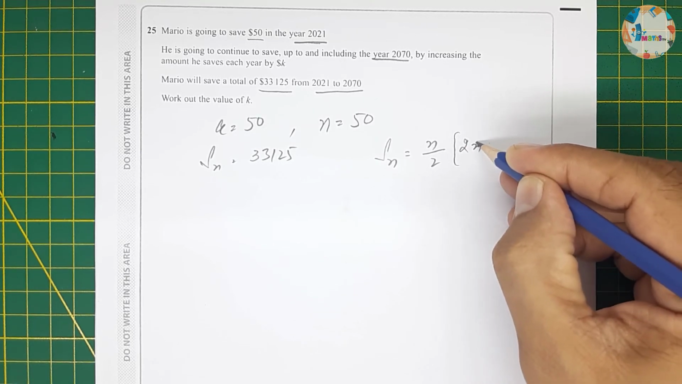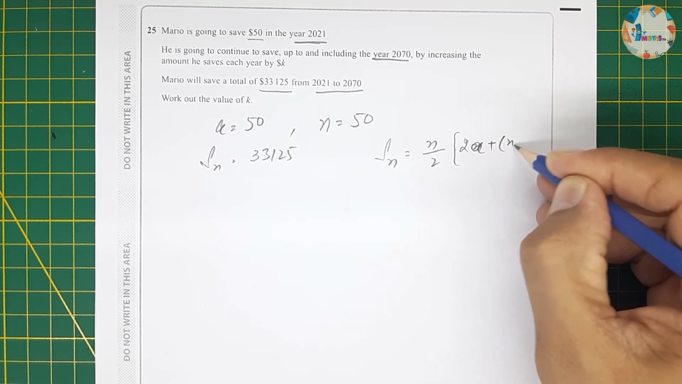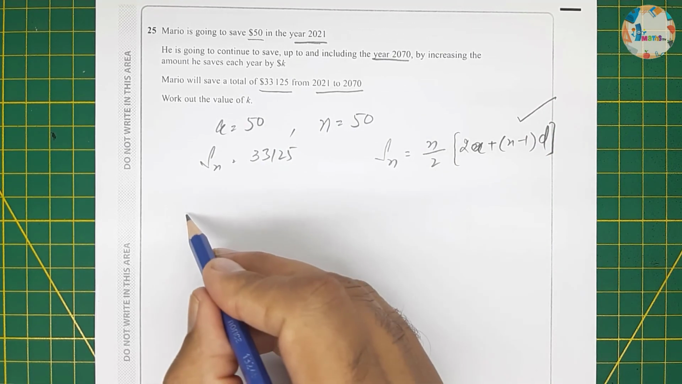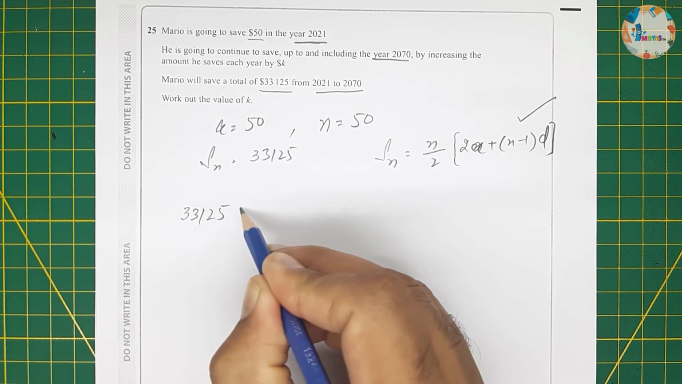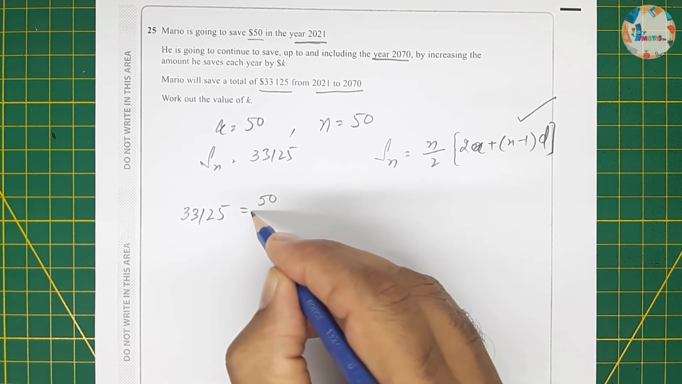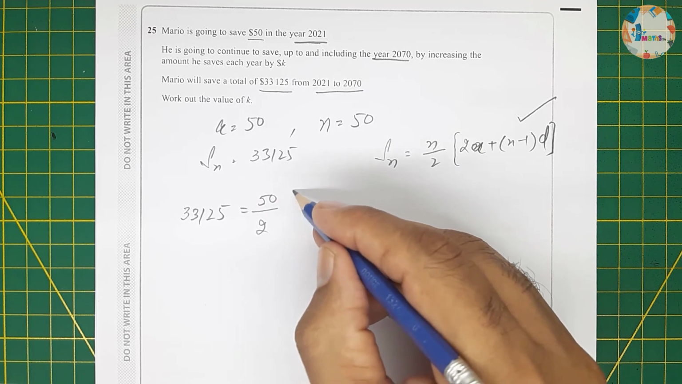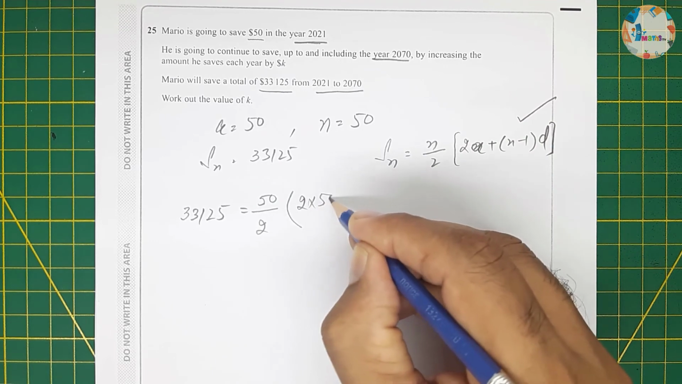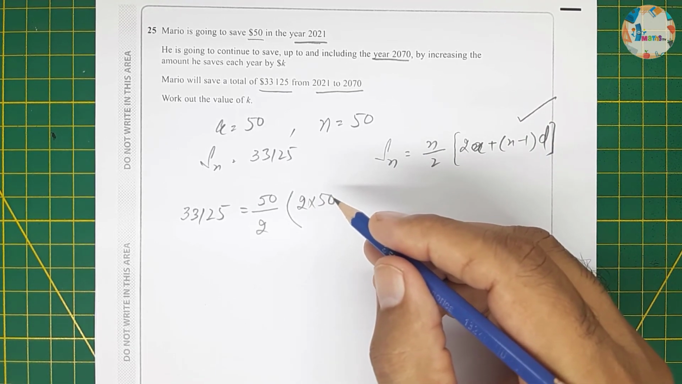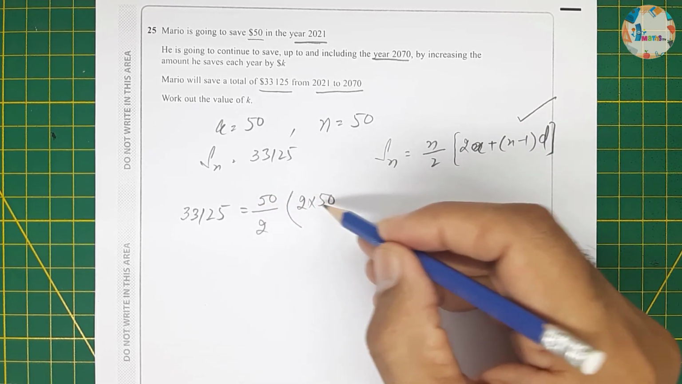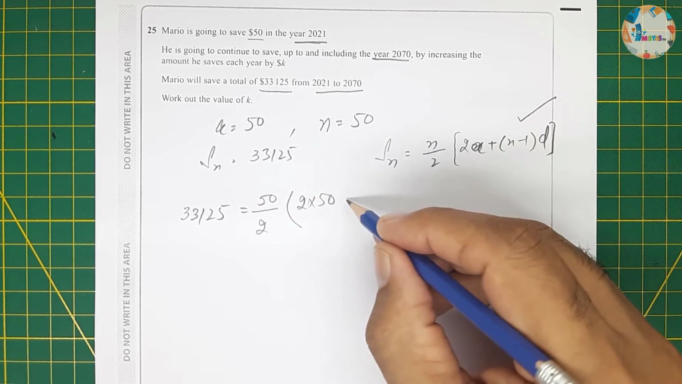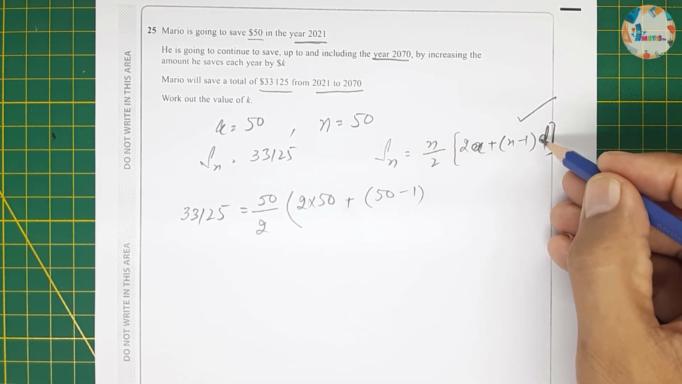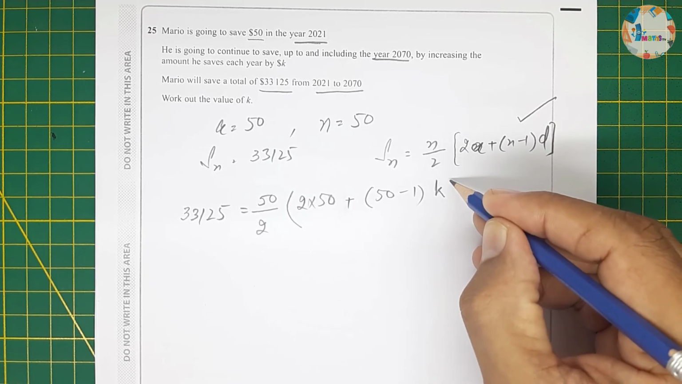So 2a plus n minus 1 into d, this summation formula we will be using. Sn is 33125, which is equal to 50 over 2, and this 2 is from the formula, so 2 into a value, which is 50. So basically n and a are both 50. Plus n, 50 minus 1, into d. d is k, which we have to find.